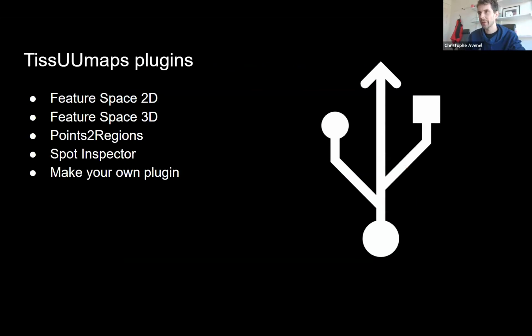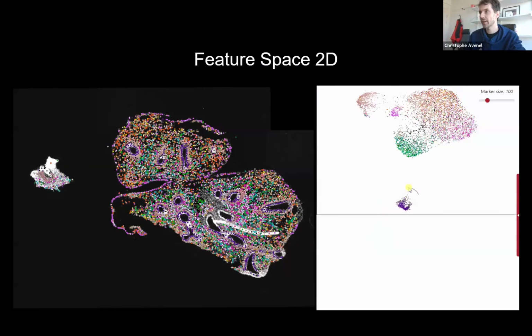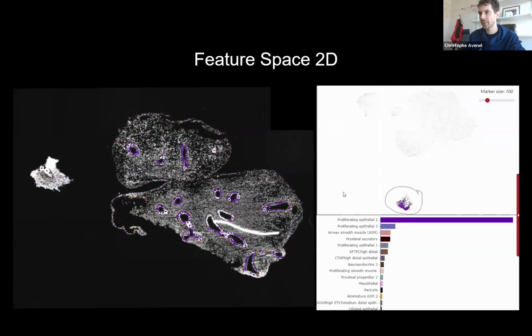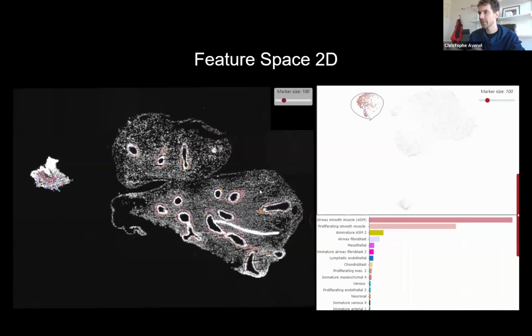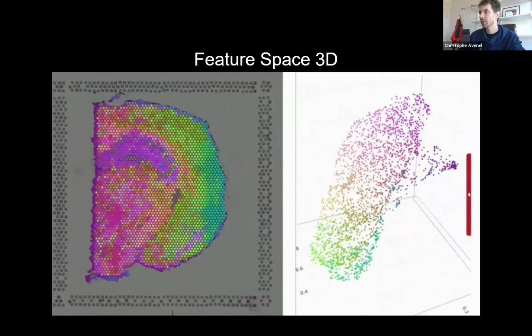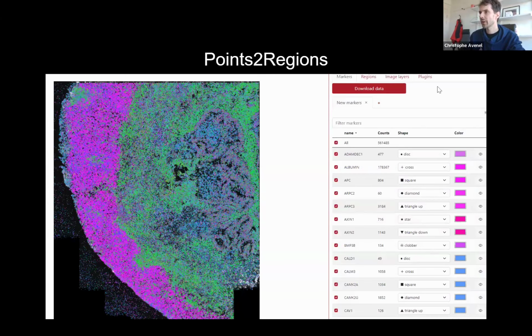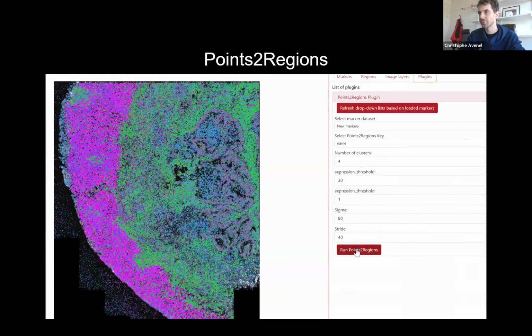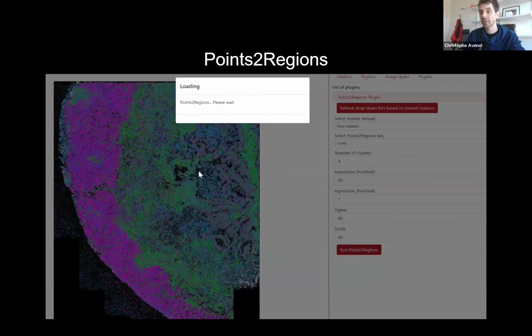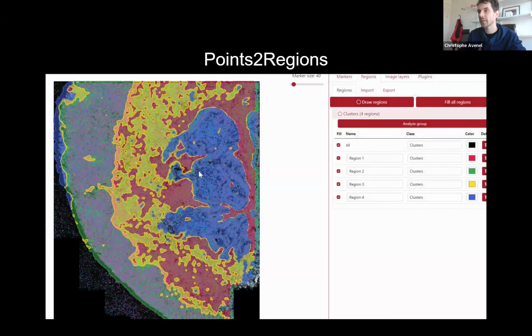Then we have developed many plugins on top of that. You can display feature space next to your spatial data and interact with the spatial data or the feature space data sets and see the same markers in both. You can look at them in 3D if you like to see a bit more detail. You can also convert your raw markers into regions with similar marker features. For example, if you want to understand your structures in your data, you can do that. Or if you want to find cell types or different things like that.